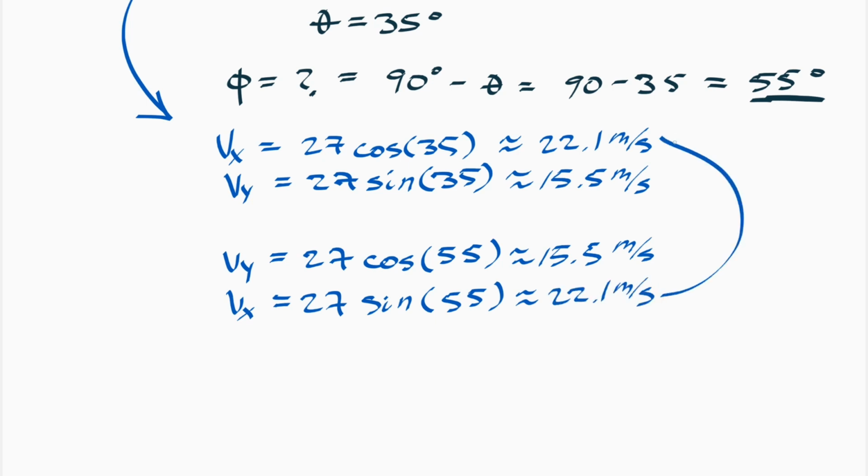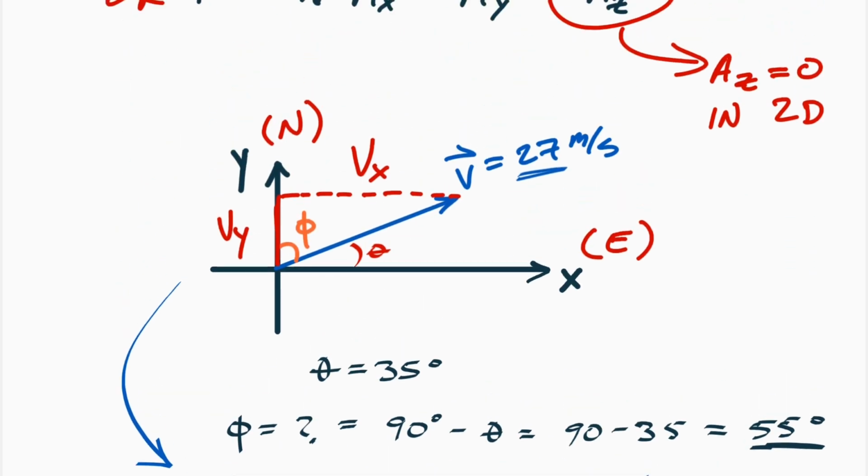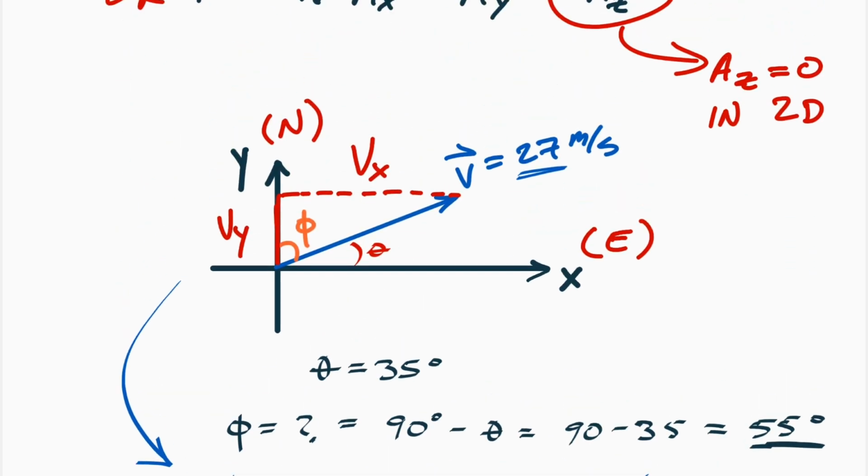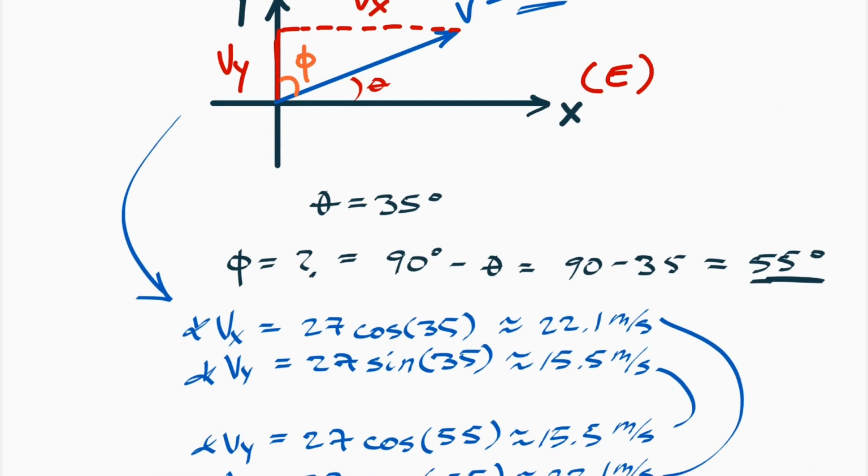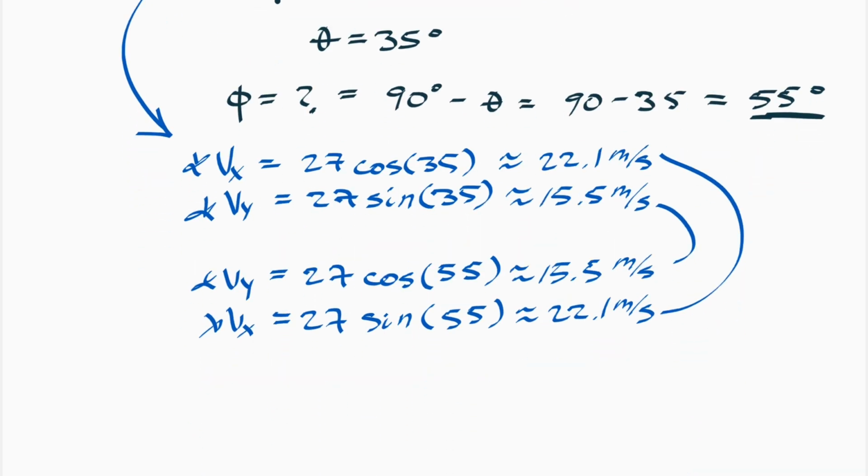And so you see your answers are exactly the same, right? Vy is still Vy, Vx is still Vx. Those don't change. It doesn't matter what triangle you choose. What matters is that you have the right angle, right? Depending on how you draw your triangle and depending on what angle you're using, you might get different expressions.